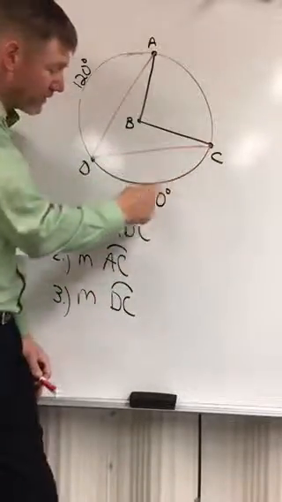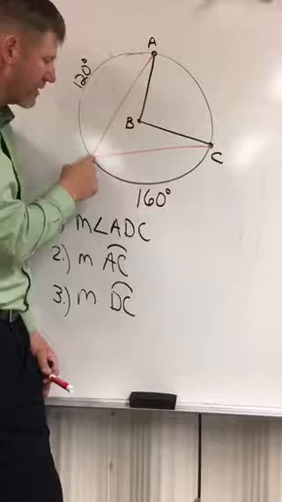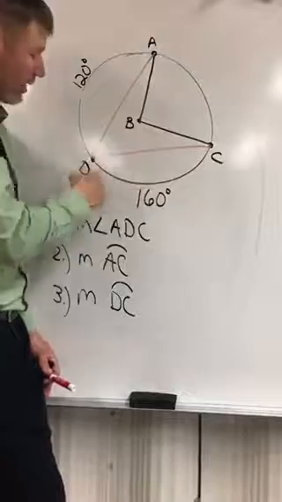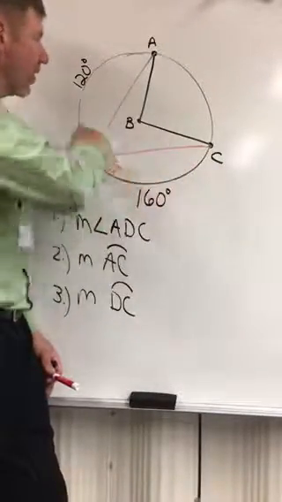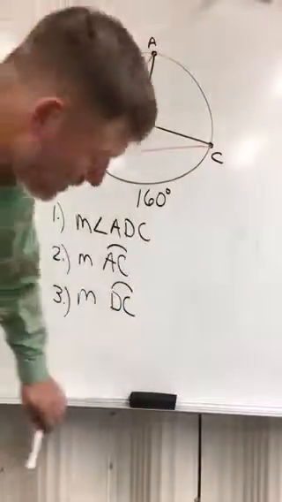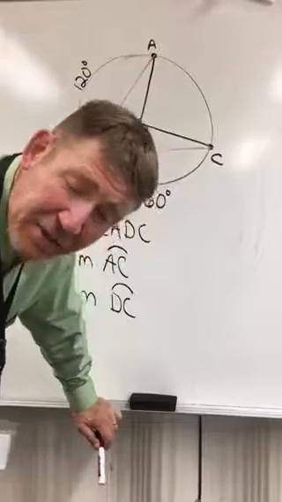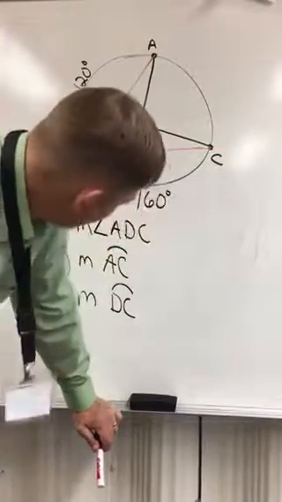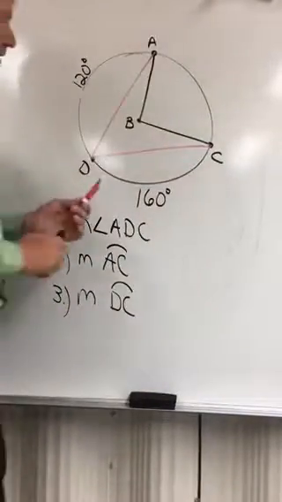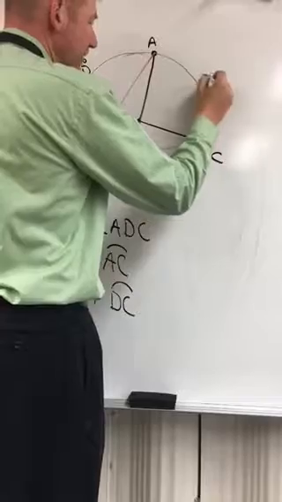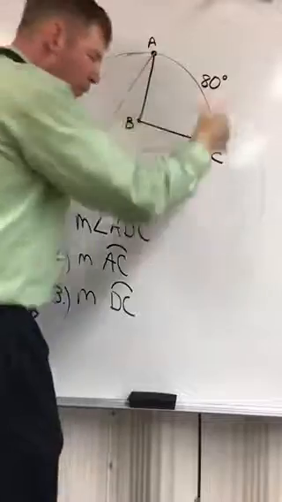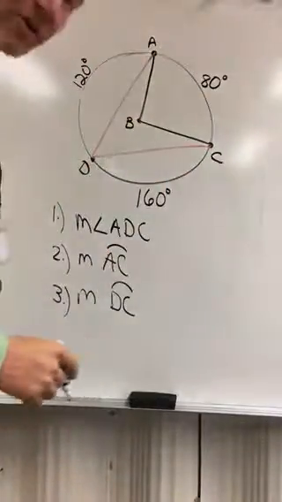Now, if this is 160 degrees from C all the way around to D, and then another 120 from D to A, well, that's a total of 280 degrees all the way from C around to A. Well, if that's 280 degrees and there's 360 degrees in the circle, that means there's how much left? Well, that should be 80 degrees. So this arc out here, what's remaining, should be 80, because these all should add up to 360 all the way around the circle.